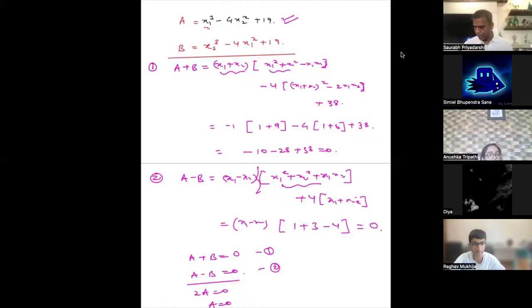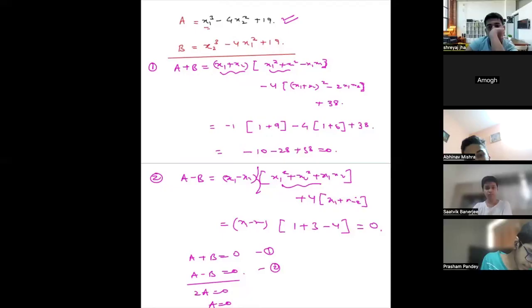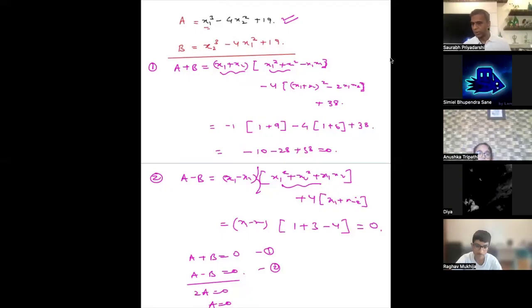In A minus B, I have taken x1 minus x2 as common. So if I have taken x1 minus x2 as common, the rest of the thing is x1 plus x2 the whole square minus 3 x1 x2 and plus 4. So 4 minus 4 cancel. This is coming as x1 plus x2 the whole square minus 2 x1 x2, like I have taken this one, and x1 plus x2 is minus 1. I put the value of x1 and x2.